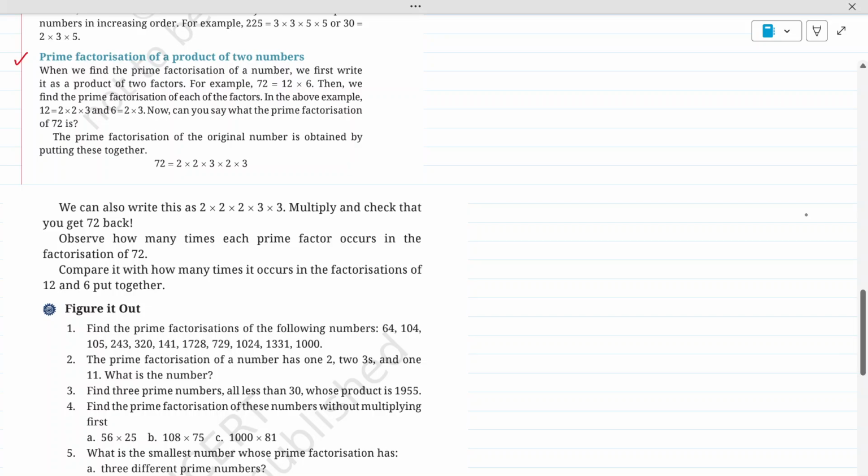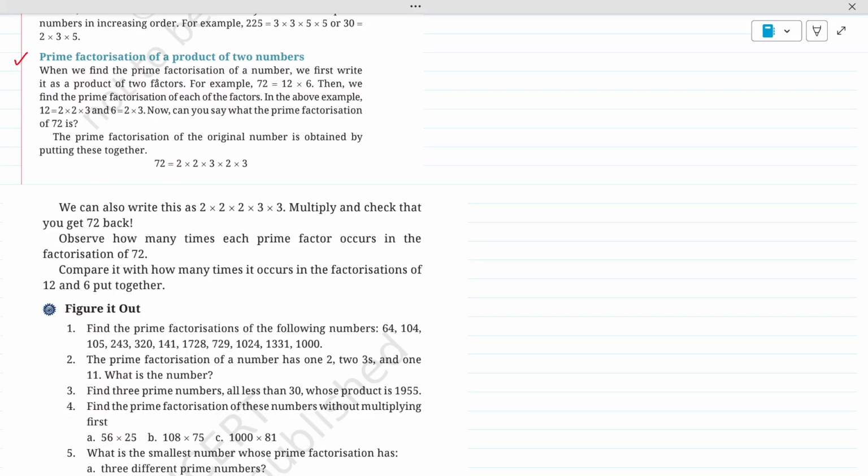Hello kids, let's start with the prime factorization of a product of two numbers today. I hope that you have revised all the things for co-prime numbers and the prime factorization, which we have done in our last class. So let's begin with the prime factorization of a product of two numbers.